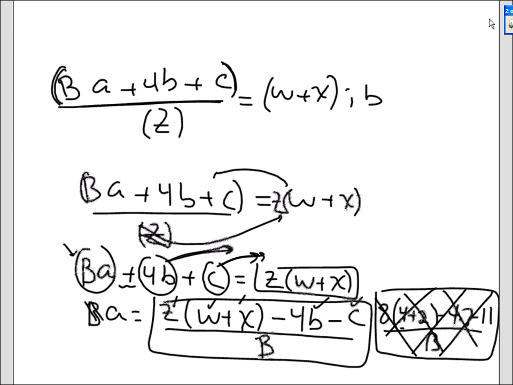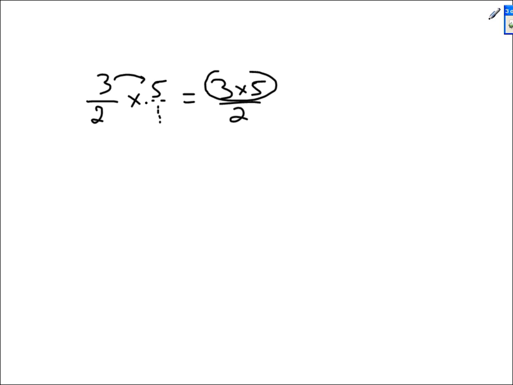Okay, let's try another one. But first, you need to understand one step very clearly. If you had 3 over 2 times 5, well, this is just 3 times 5 over 2. To convince you, 5 is the same as 5 over 1. And 3 times 5 is just what I wrote, and 2 times 1, that's 2.